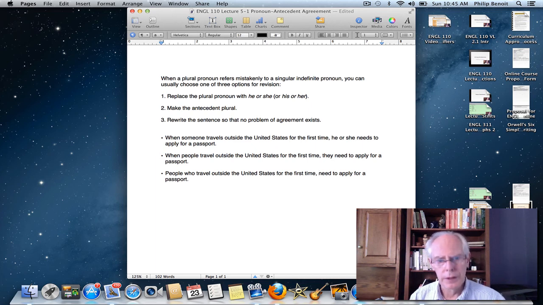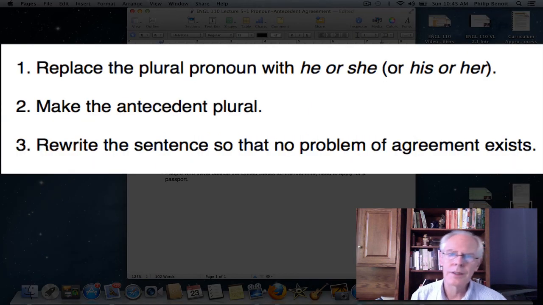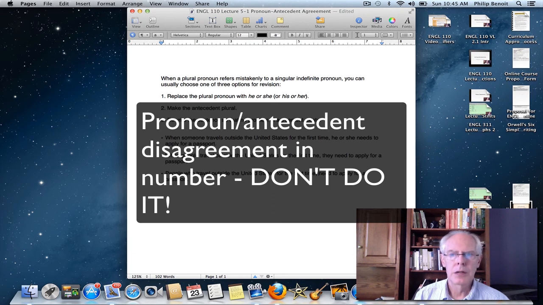So you have the choice. Use one of those three ways, and you can easily avoid this problem, which I see all the time and which stops me and stops other readers and slows them down and distracts them from what you're trying to say. So do not leave a disagreement in pronoun and antecedent in number in place in your writing. I will note it every time, and others will be distracted by it.